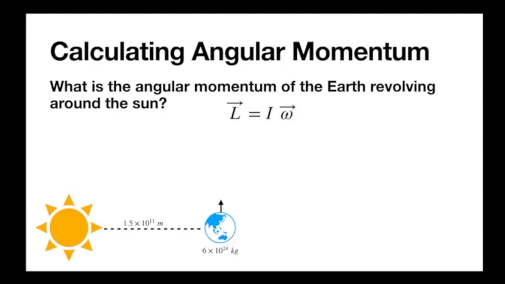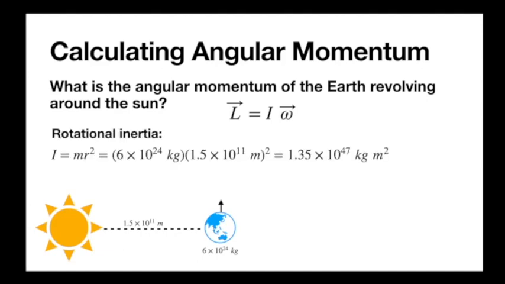We know angular momentum. We need rotational inertia and angular velocity. So let's start with rotational inertia. We only have one piece here, the Earth. Why am I not including the sun? Yeah, there's a few reasons.